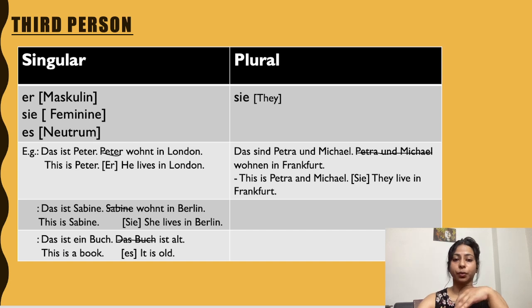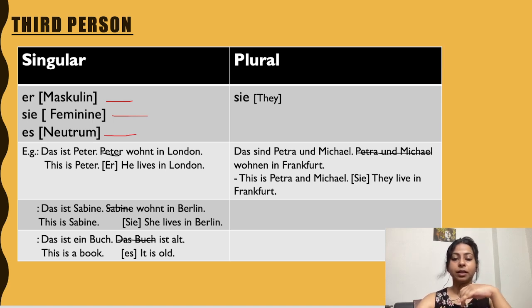Okay, so third person singular and plural. Now third person singular is very gender specific. So we have er, which is masculine, we have sie, which is feminine, we have es, which is neutrum. Now let's look at the examples of each of them.